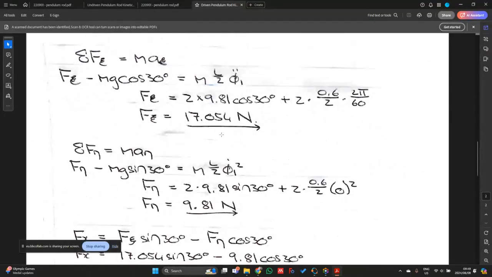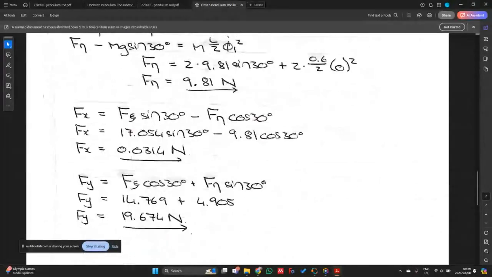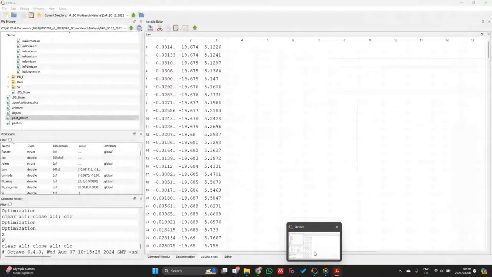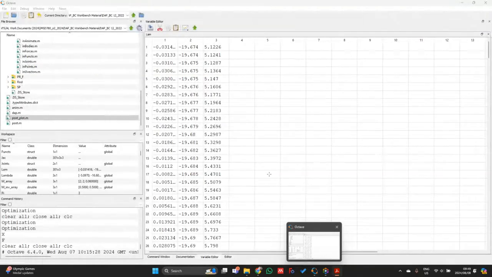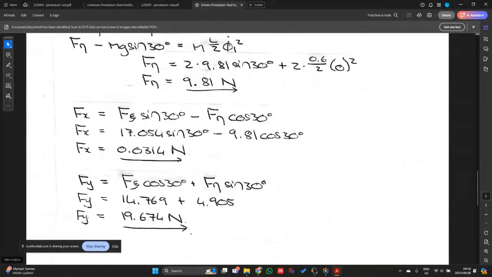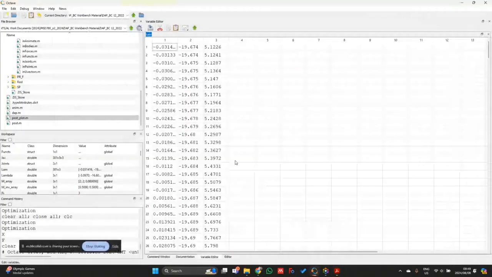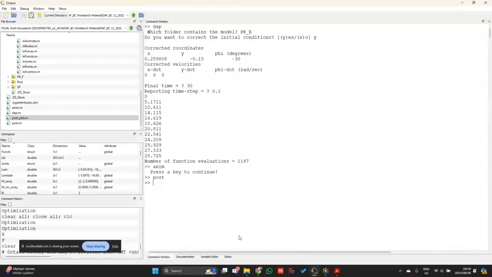And then I can also just go and check out the forces in the fx and fy directions. So in the fx direction, it's 0.0314. If I go over here, I can see that it's now minus 0.0314, so exactly the same magnitude still. And then fy will be 19.674. If I head over here, I can see that I also get minus 19.674 over here, so that's correct. Okay, so then I can just run post plot, see what I get out.